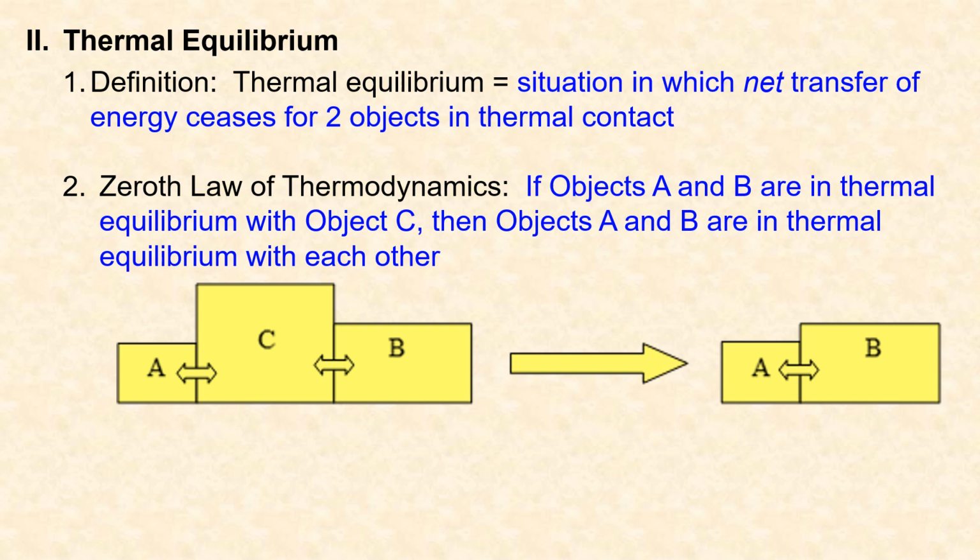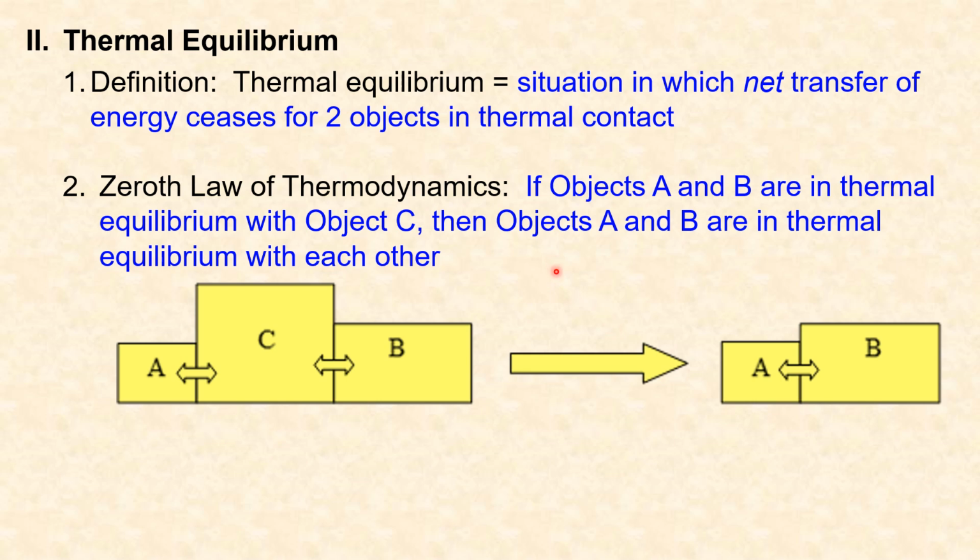This law tells us that if objects A and B are in thermal equilibrium with a third object C, then objects A and B are also in thermal equilibrium with each other. So if we take a look at the schematic here, this nicely illustrates the law. If object A is in thermal equilibrium with object C and object B is in thermal equilibrium with object C, then this implies that A and B must be in thermal equilibrium with each other.